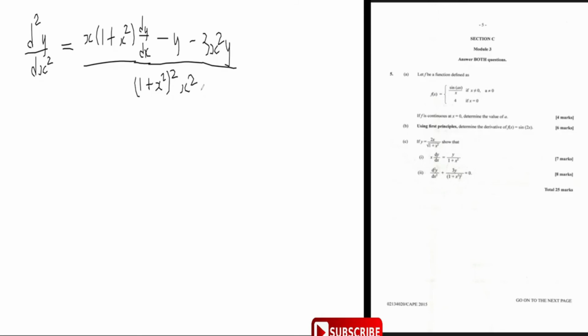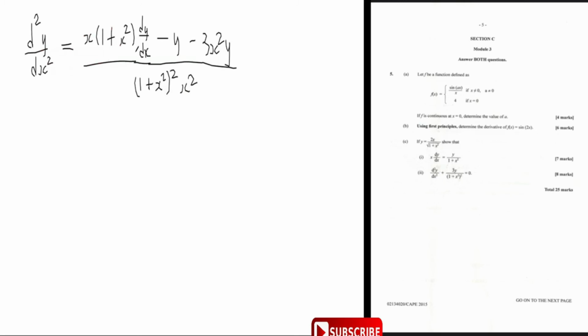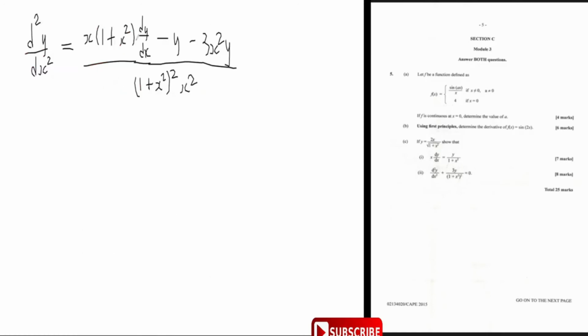All right, now let's look at how we can simplify this. Remember we said, what is dy by dx? We're going to substitute for dy by dx right now, and everything else will work out. Remember we just said that dy by dx is y over (1 plus x squared) times x. So I'm going to plug that in here for dy by dx.